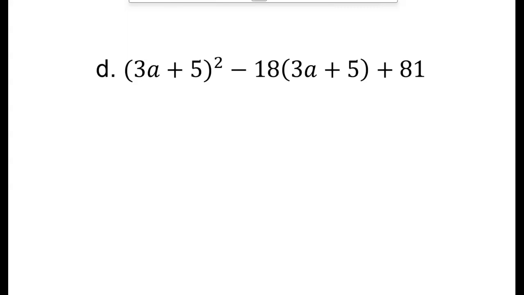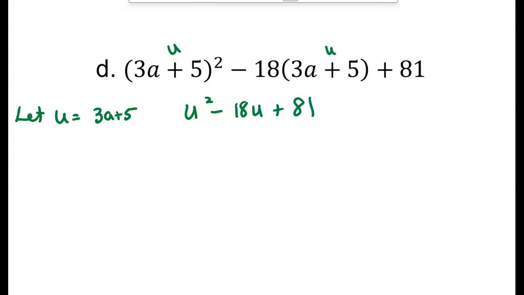This time, when you're working with it, you would want to do the following. Let u equal what this time? The quantity this time, exactly. I want this to be our 3a plus 5. So then when I rewrite this, what do we get? U squared minus 18u plus 81. So what do we put the u in right there. Now what?